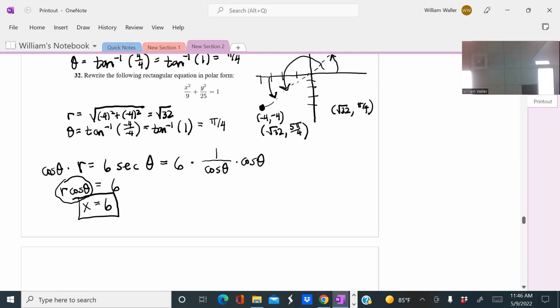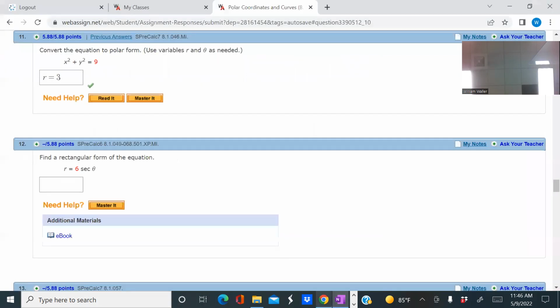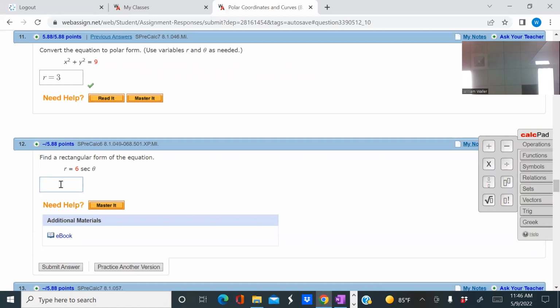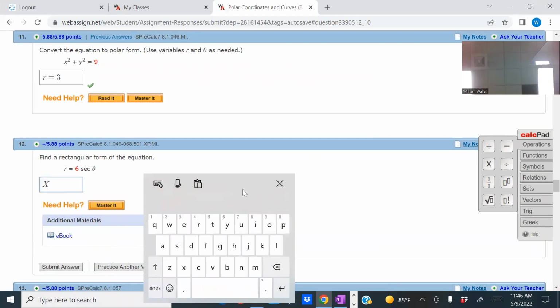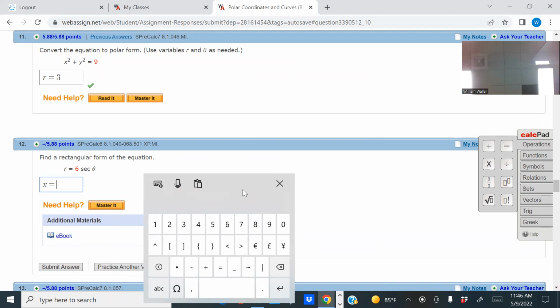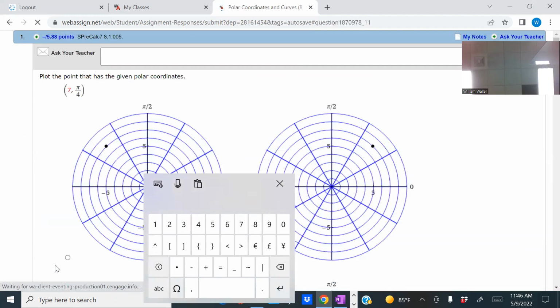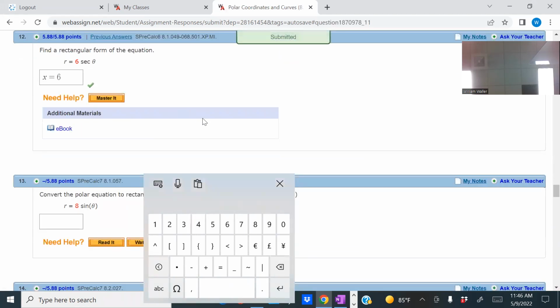What kind of curve is that? That's a line. What kind of line, Robin? Vertical. Yes, that's a vertical line. So there's the formula for a vertical line in polar coordinates. This is one that's easier in rectangular coordinates. Type that in. So we have x equals 6.